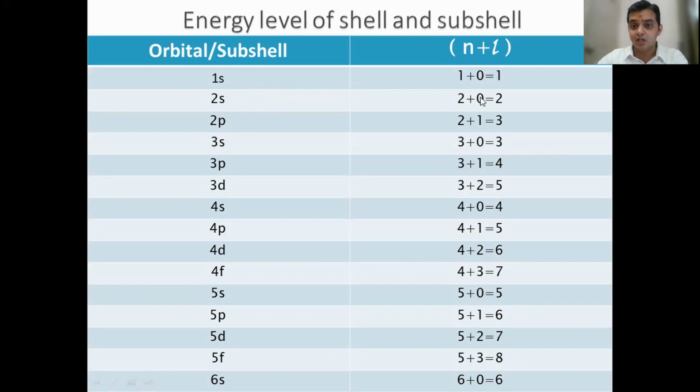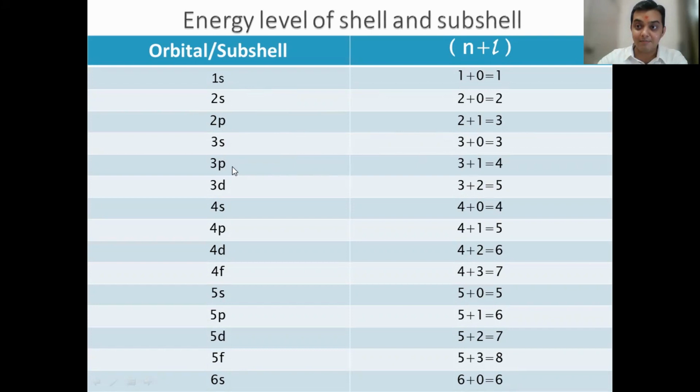Same way 2s, 2 is the shell number and S ka sub shell number is what? 0. You remember 0, 1, 2, 3. So 2 plus 0 is 2. 2p, where 2 is the shell number, where p ka sub shell number kya tha? 1. So 2 plus 1 is 3. Similarly 3s, 3 is the shell number, s ka sub shell number is what? 0. So 3 plus 0 is 3.